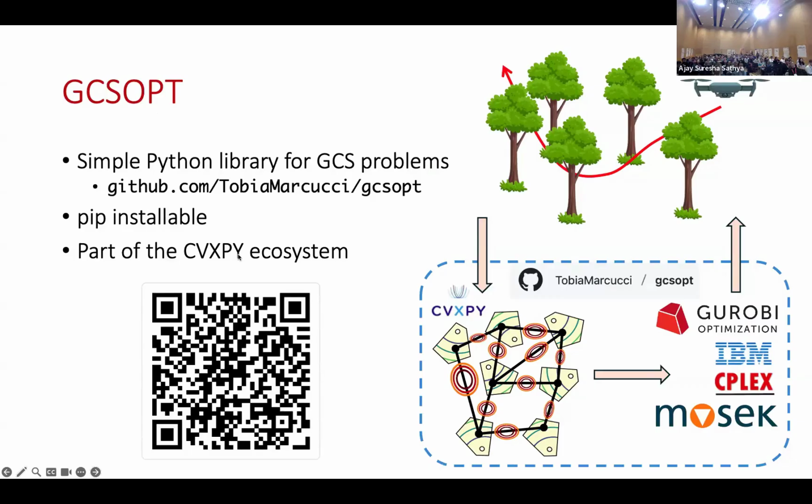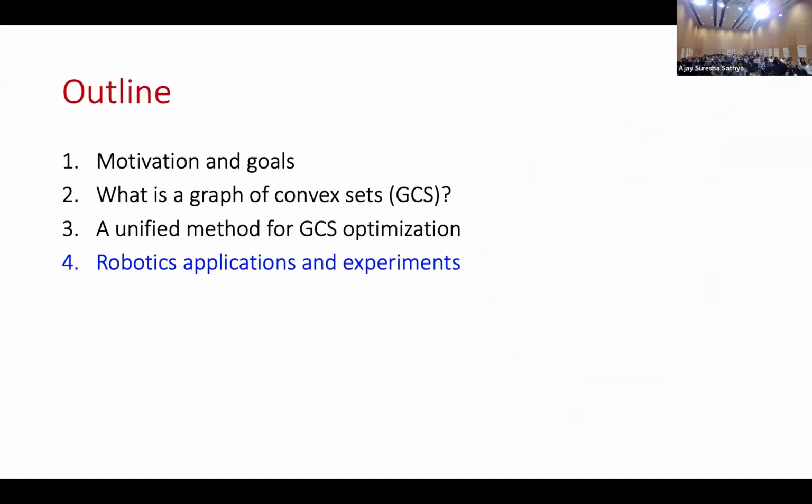That means that every time CVXPY has a new release, they automatically test it on our code. If something breaks, they let us know in advance, so your code should not break at any time. And the idea is that the user needs to start from a robotics problem and think, okay, what is the graph underlying my robotics problem? What are the continuous variables, the convex sets, the convex functions? Give us this description of the problem, then we take care of everything else automatically.